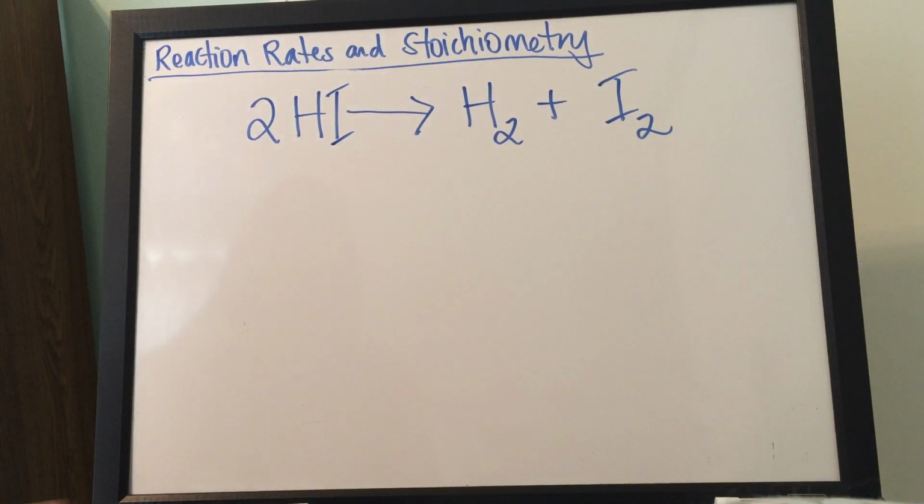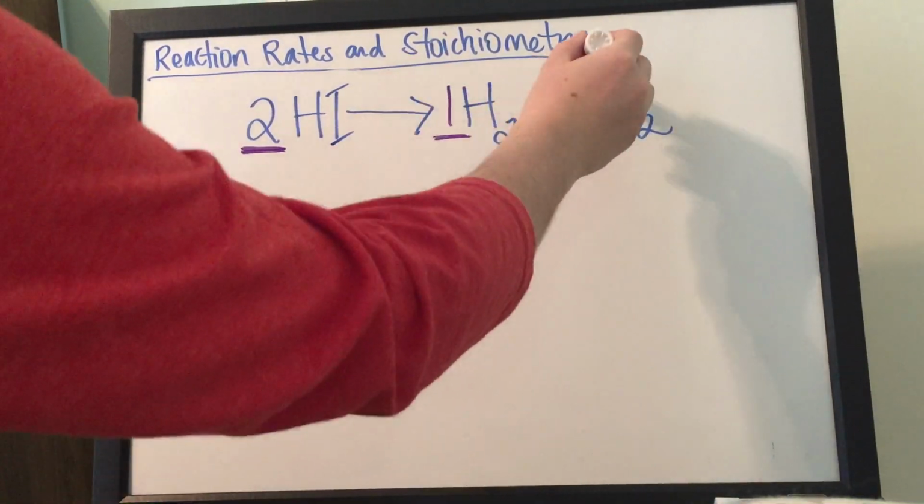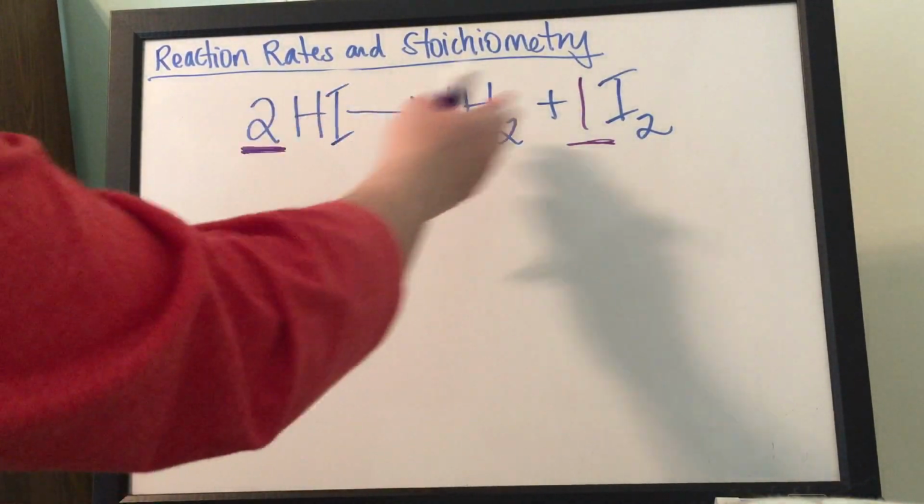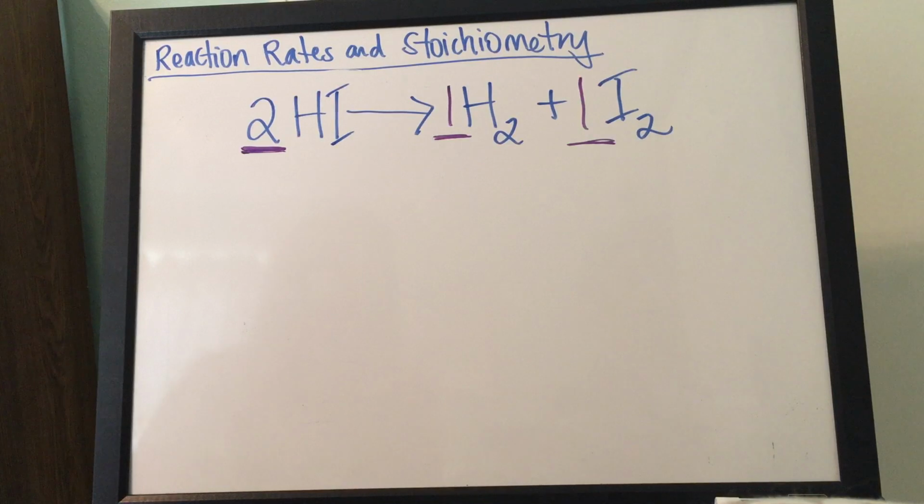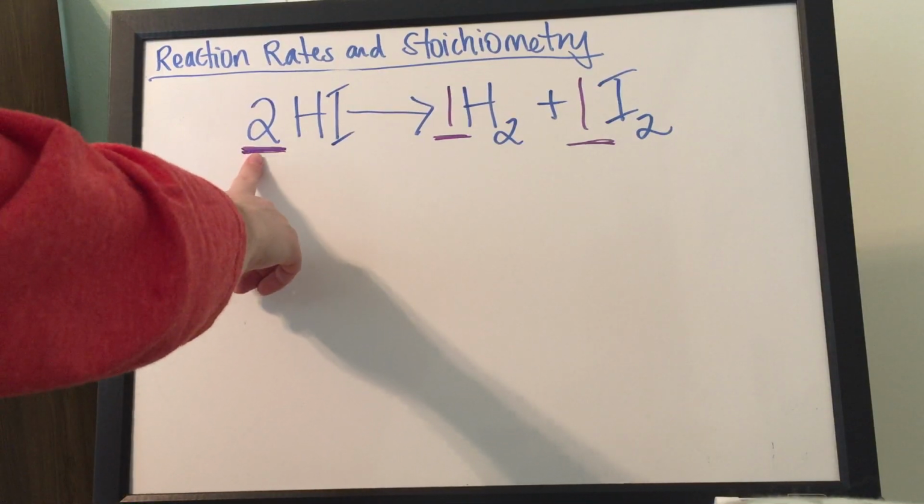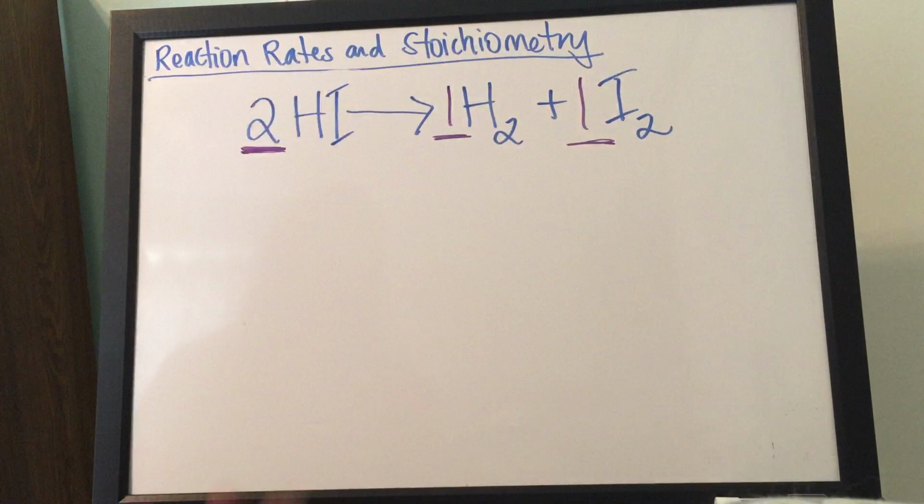Okay, so in this case, our coefficients are not all the same. This one's a 2, and this is a 1, and this is a 1. So my mole ratios are different. It's a 2 to 1 to 1 relationship. So in this case, my rates are not going to be equal because this guy is twice as big. He's disappearing twice as fast as these guys are appearing.